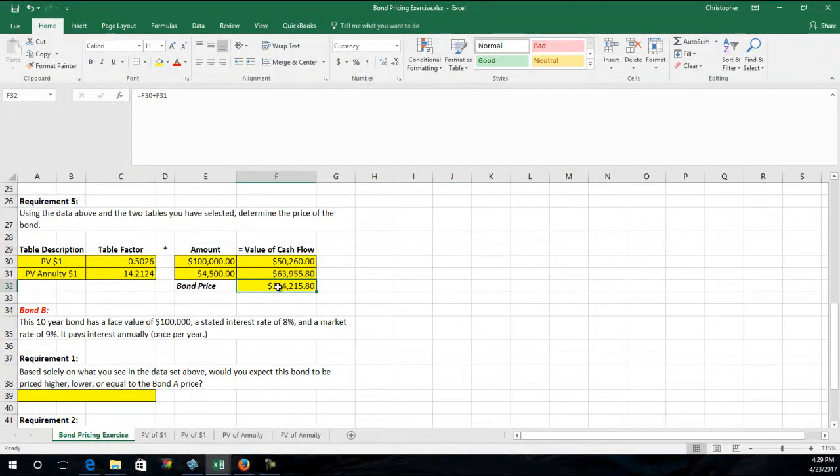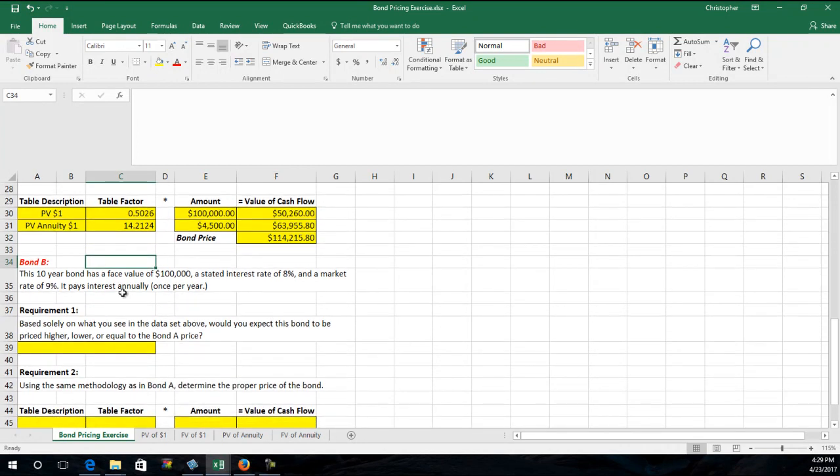So the $114,000, and the other quick test, is it at least close to $100,000? If you came up with something like $1 million, $700,000, or $5,000, that's way off track. Regardless of whether it's a premium or discount, your number should be reasonably close to your face value. $114,000 is at least in the ballpark.